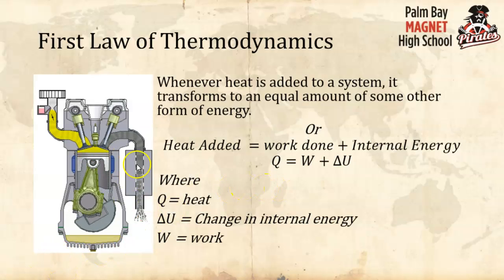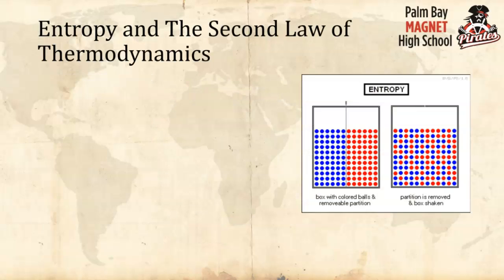That, in a nutshell, is, well, this equation is the first law of thermodynamics. Alright, so that's the first law of thermodynamics. Basically it says that you put heat into a system, that heat's going to get turned into work, and whatever of that heat is not turned into work just leaves as waste heat.